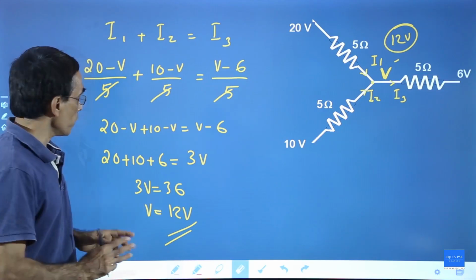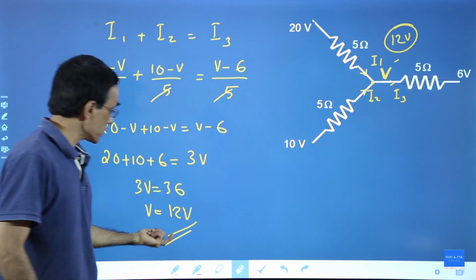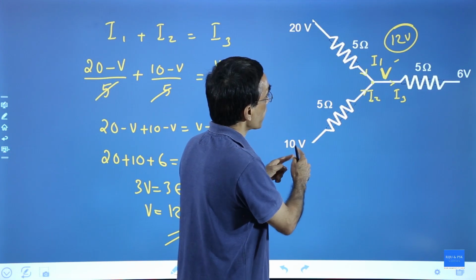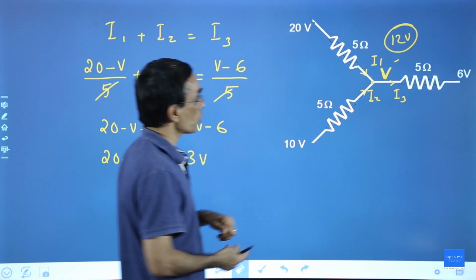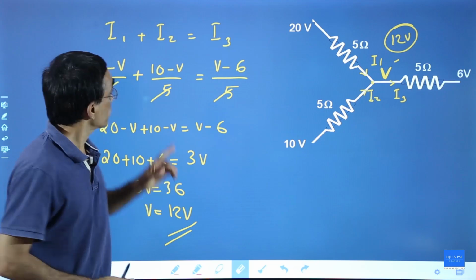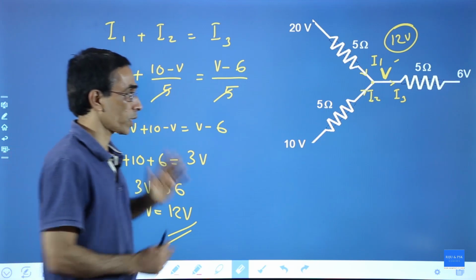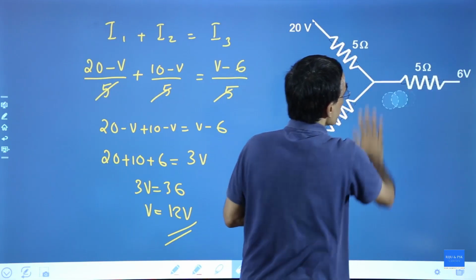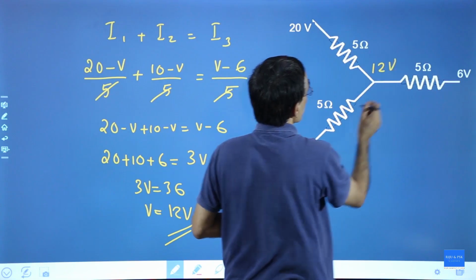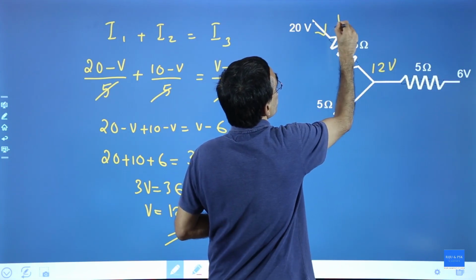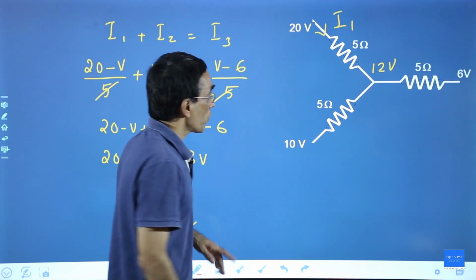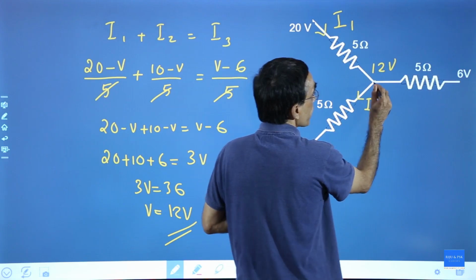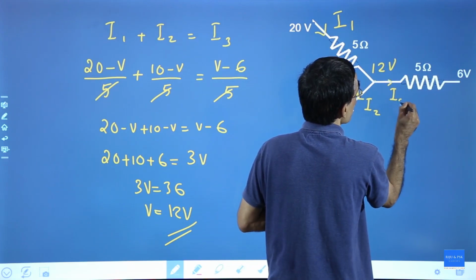Now the potential at the center is given as 12 volt, but there is a problem: we assumed that this is at a higher potential than that, but now it turned out that this is lower potential than that one. So the direction of the current that we selected is not correct. Then what should be the actual direction of the current? Let us see this. This is at 12 volt. So between 20 and 12, current I1 should be flowing like this. What about the current here? This is 12 and this is 10, so this current I2 should be flowing like this, and here it should be flowing from 12 to 6, and that should be equal to I3.